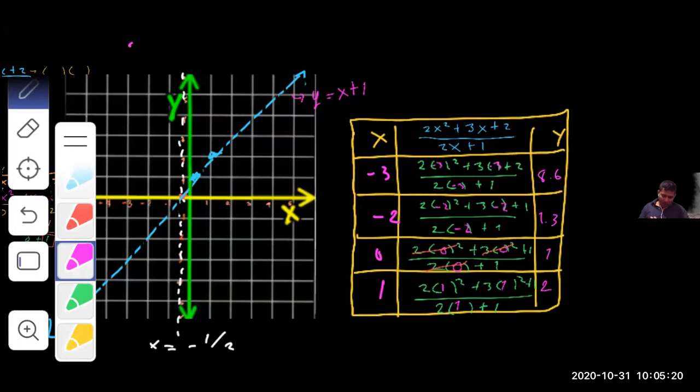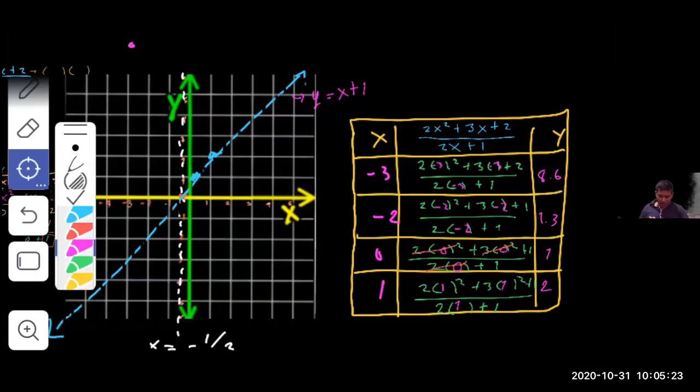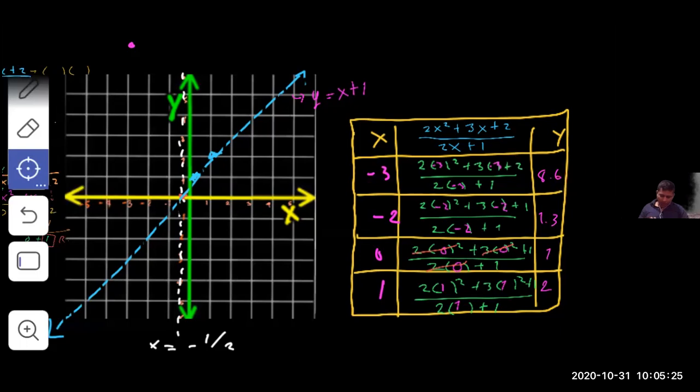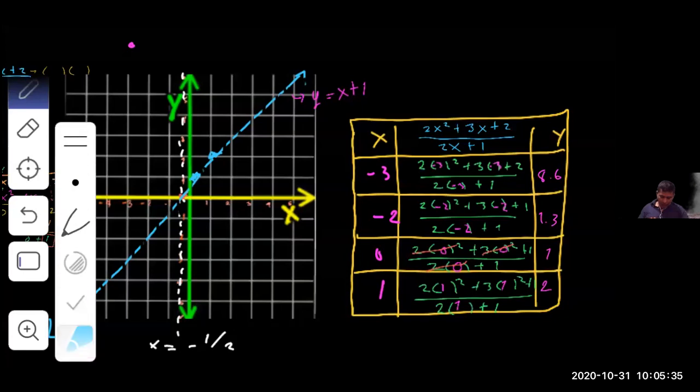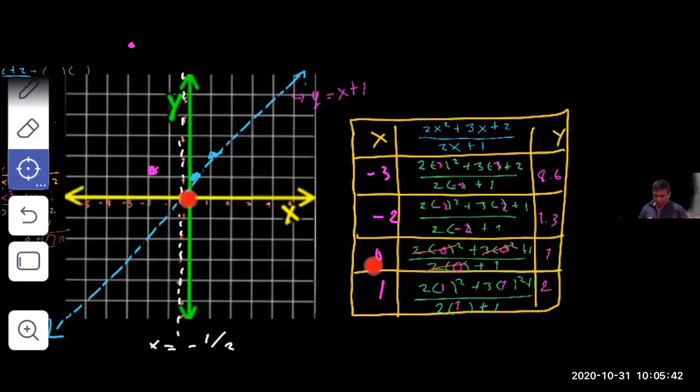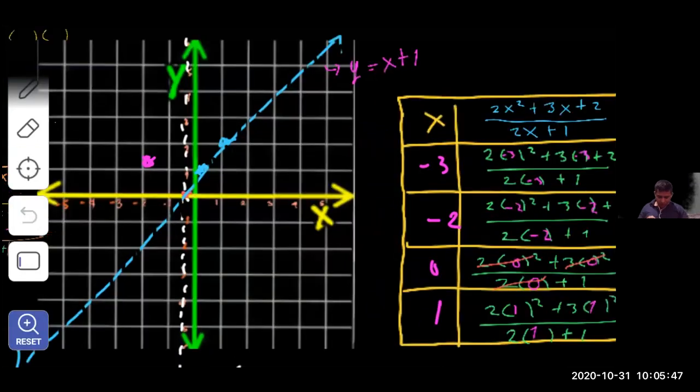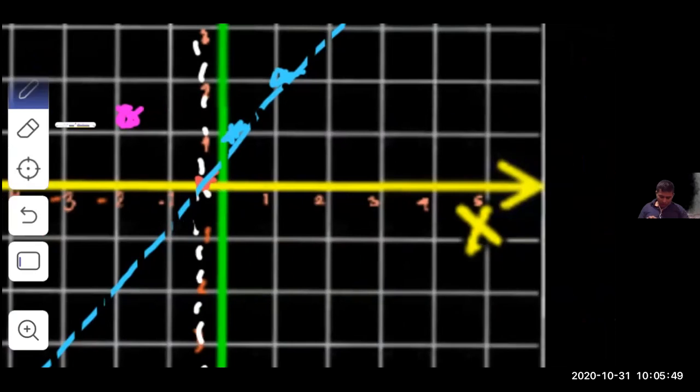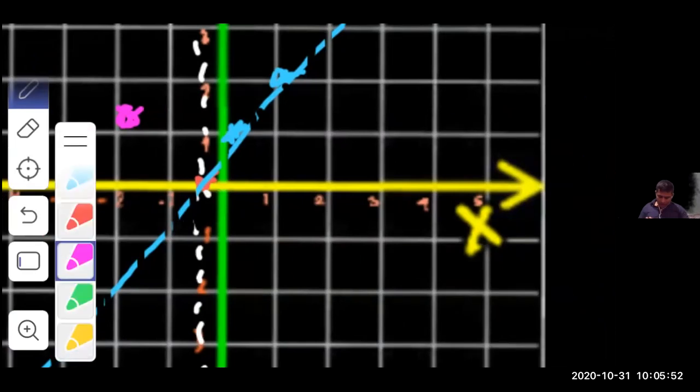Help me, please, correct me. It's going to be a point like this. Negative 3 with 8.6. And now negative 2 with 1.3, it's going to be a point here, up. And let's go to the other side. 0 for x, how many for y? 1, right? It's going to be a point here. I'm going to zoom in. 0 for x and 1 for y, a point something like this.